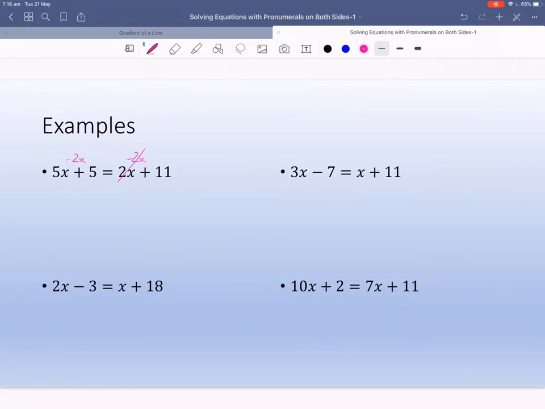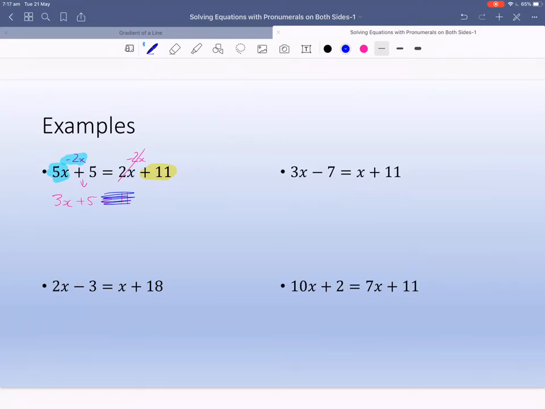Now all I have to do is treat this as just a normal equation. What's 5x minus 2x? If you said 3x, you'll be correct, because it's just a simple equation. Then I'm just going to write this 5 down, so plus 5 equals, and what am I left with on this side? Just the positive 11. So I'm going to write 11. Now I go on and solve it in a way that I normally would.